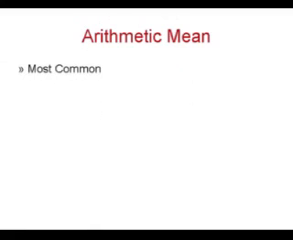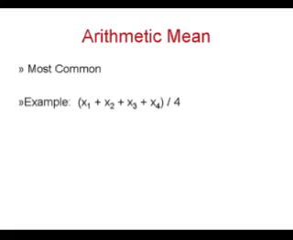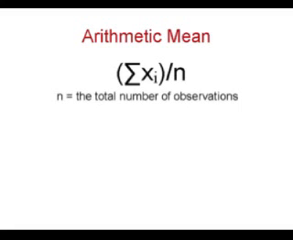Arithmetic mean is the most common way to evaluate central tendency. Arithmetic mean is calculated by adding up the observations and dividing by the number of observations. This technique is familiar because it is the same as taking the average of a group of observations. The designation for arithmetic mean is x bar and is usually referred to simply as the mean or the average. This notation is read as the sum of x sub i divided by n. If, for example, there were a total of 5 observations, then n would equal 5.